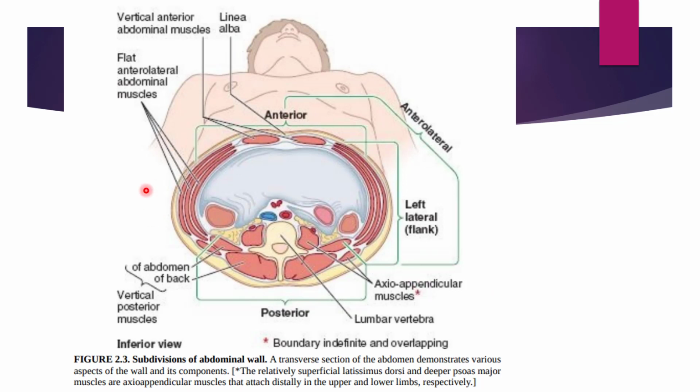See here, this is the anterolateral abdominal wall. These are the muscles which are present anteriorly. This is the rectus abdominis muscle. This is the external oblique muscle, the internal oblique and the transversus abdominis muscle. This is the peritoneal cavity, and there are many viscera present here.